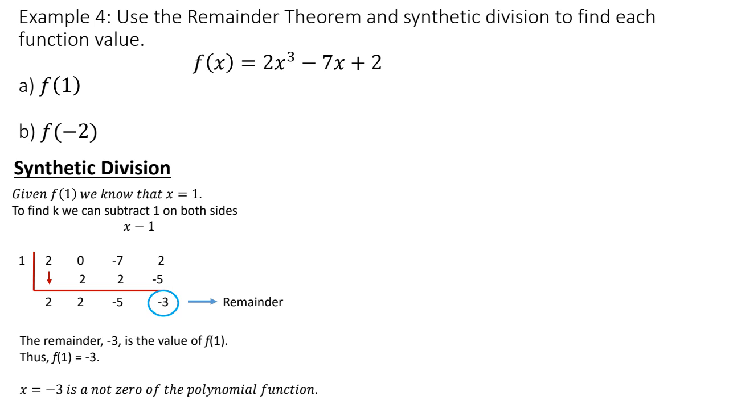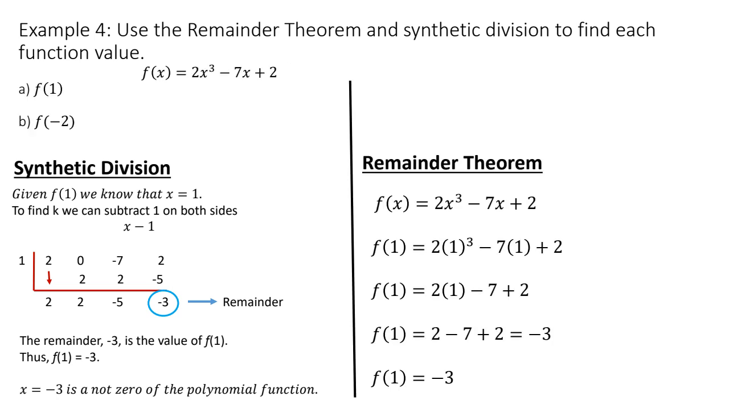So when I plug it into the polynomial using the remainder theorem, everywhere I see x, I'm going to plug in 1. So we have 1 cubed is just 1. 1 times 2 is 2. A negative 7 times 1 is a negative 7. So 2 minus 7 plus 2 is a negative 3.